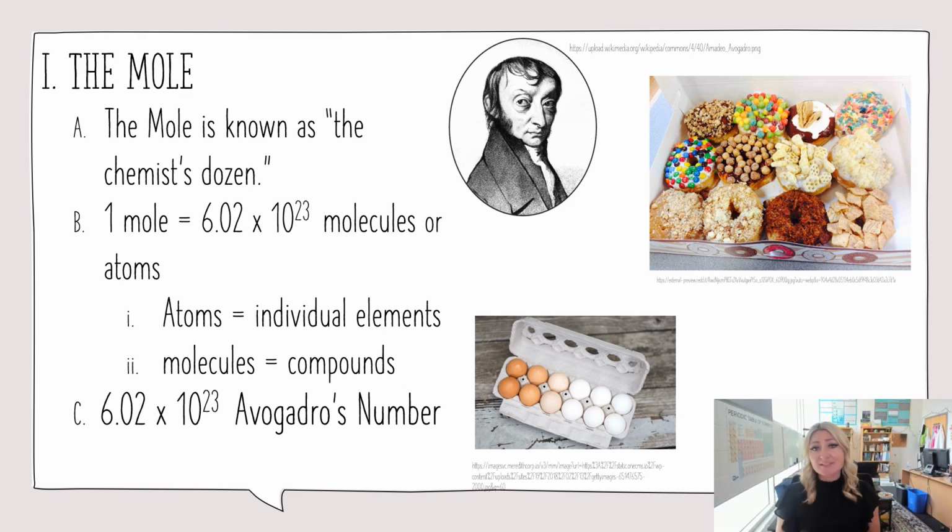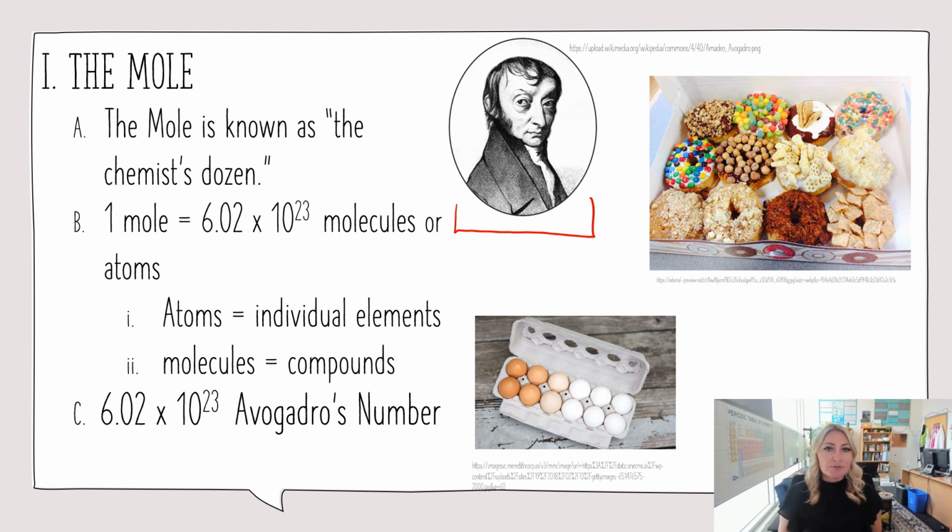So a mole is equal to 6.02 times 10 to the 23rd molecules or atoms. And you might recognize that number. That is Avogadro's number. This is Amedeo Avogadro, an Italian scientist who came up with that numerical equivalent. And we will also be using the term atoms and molecules when we use Avogadro's number.